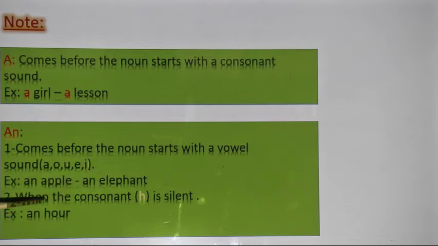Number two, when the consonant H is silent, إذا بدأت الكلمة بحرف H والحرف H كان silent، يعني لا يلفظ، so نستخدم an. Look at this example, an hour, يعني ساعة. H silent, an hour, so we put an.